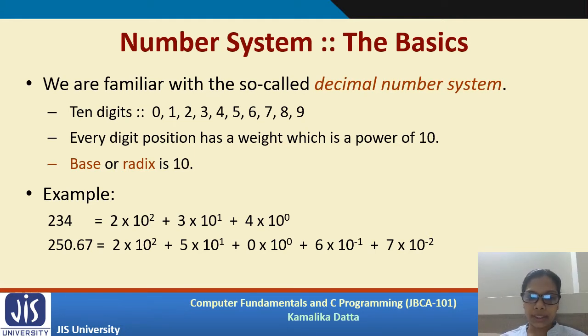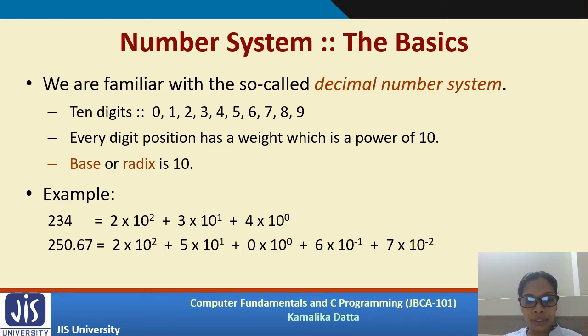I already took this example. Anything before the decimal point, we start from 0. So the base will be 10, and the power will start from 0, 1, 2 and so on. There are three digits here, 2, 5, 0. So 0 will be multiplied by 10 to the power 0, 5 by 10 to the power 1, and 2 by 10 to the power 2.